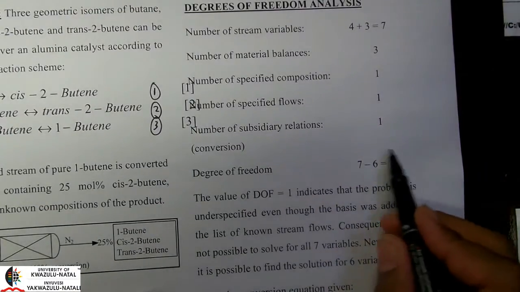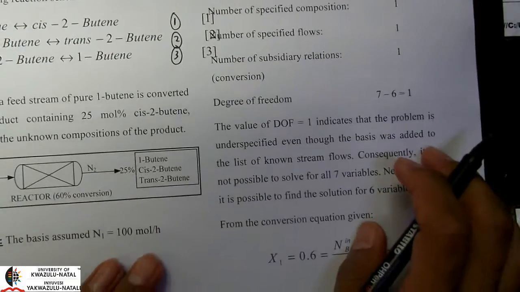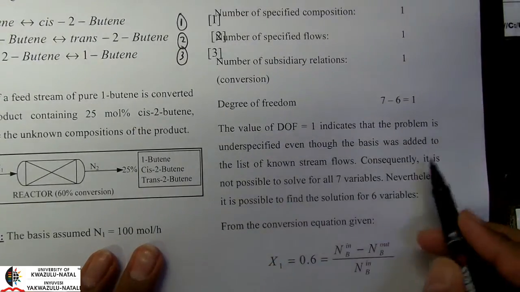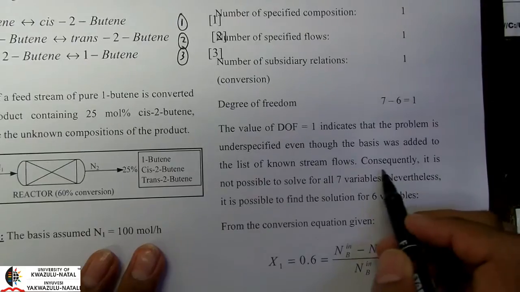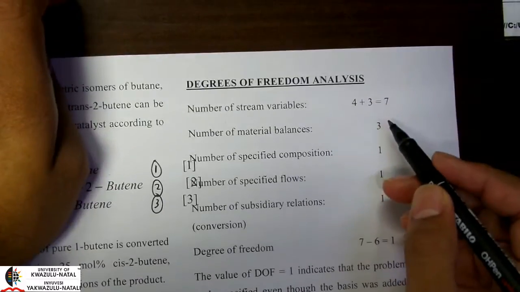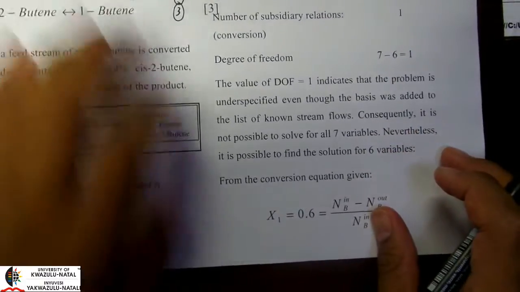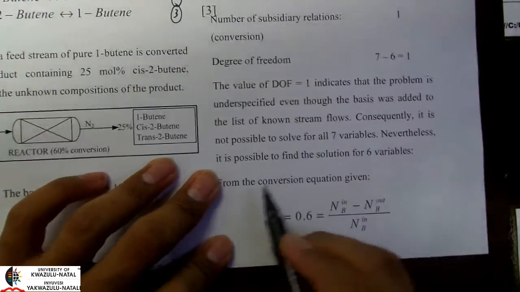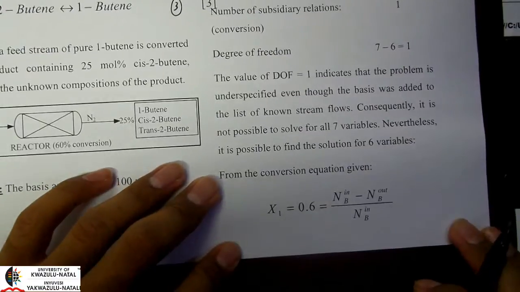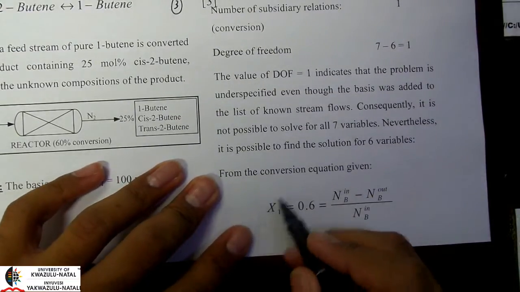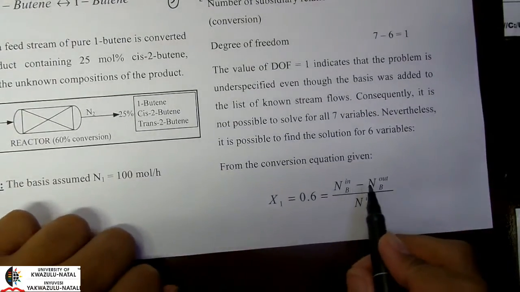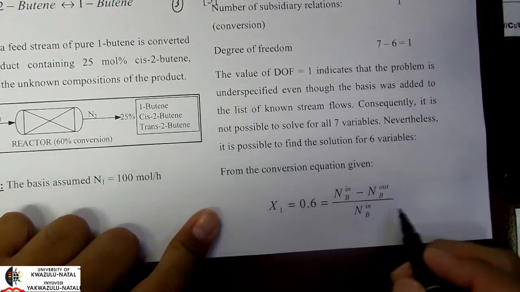Even though we have a degree of freedom of 1, which indicates that the problem is underspecified, so it ultimately implies that we can't solve for all of our 7 variables, nevertheless, let's try and write out our balances and our relationships and see what we can solve for. Considering our conversion of 60%, that's equal to our moles of 1-butene in minus the moles of 1-butene out, divided by the moles in.